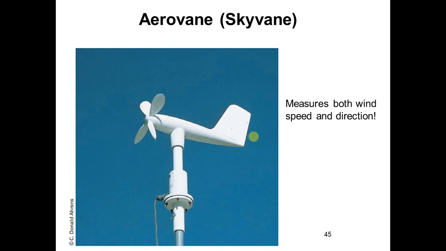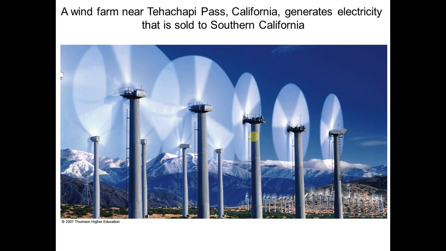And by the way, wind movement has applications for electricity generation. A wind farm near Tehachapi Pass, California, generates electricity that is sold to Southern California.